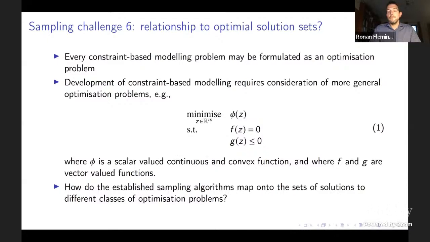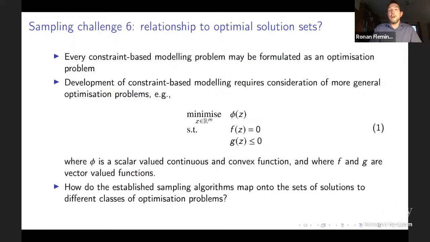More generally, going away from just pure quadratic optimization, we consider that every constraint-based modeling problem can be formulated as an optimization problem. Even if we get an optimization problem with a unique solution, invariably that optimization problem will have an input, some parameter, and the parameter itself will be unknown. So even if you set up each optimization problem with a unique solution, you have an input parameter that's somewhat unknown, and you want to be able to sample the set of optimal solutions as a function of the input parameter.